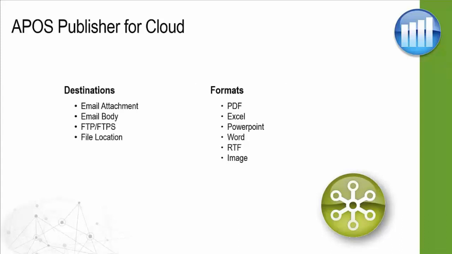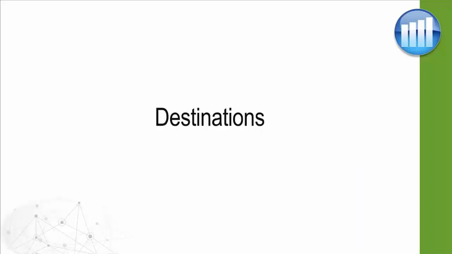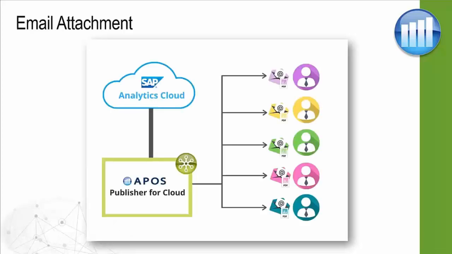So first of all, we're going to discuss the destinations and formats that Publisher for Cloud supports. With destinations: email attachment, email body, FTP, FTPS, file location. When it comes to formats, we support PDF, Excel, PowerPoint, Word, rich text format, and images. So first we're going to talk about the destinations and the different options within those.